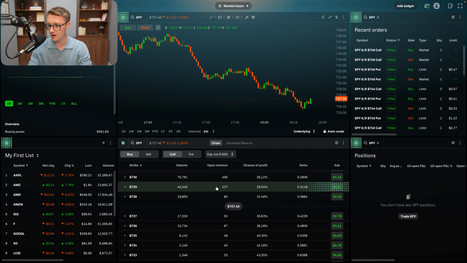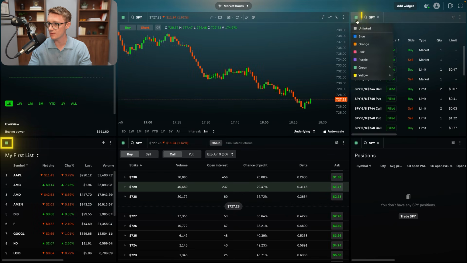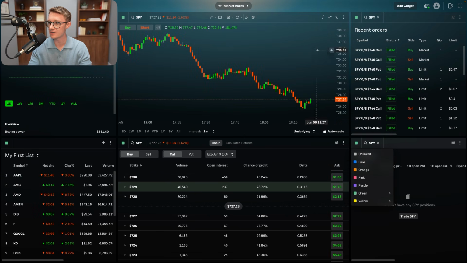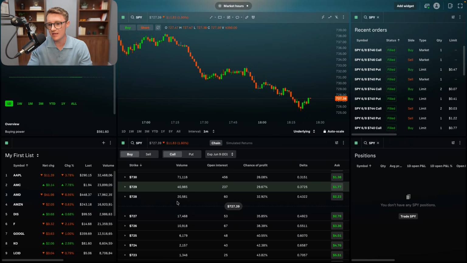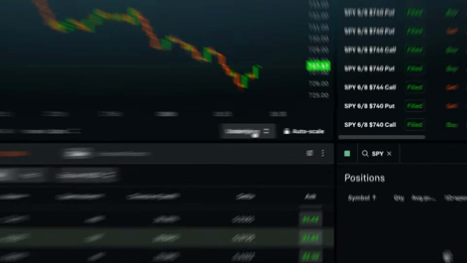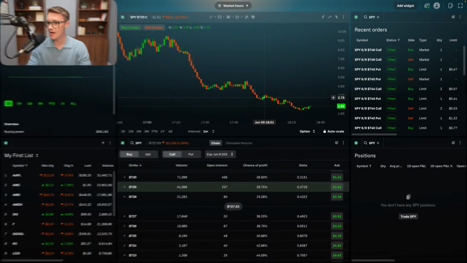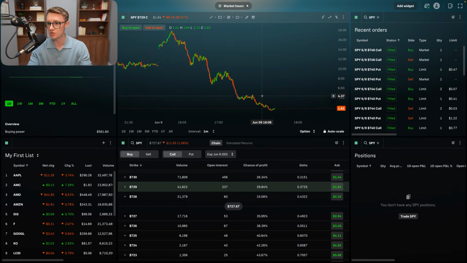So if we click on any of the contracts here, you can see everything is synced up with green, green, green. So my entire dashboard here, and you can add or remove widgets, is all synced to look at whatever I have pulled up under green, which is going to be SPY. And so let's say we want to buy the 729 calls. We click on those. You should now see the option to toggle from underlying to option. And now what we're looking at is the option contract itself.